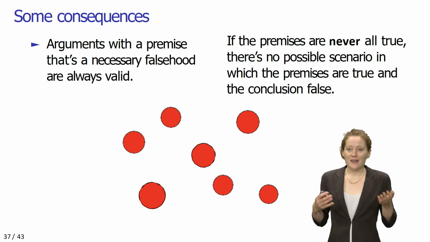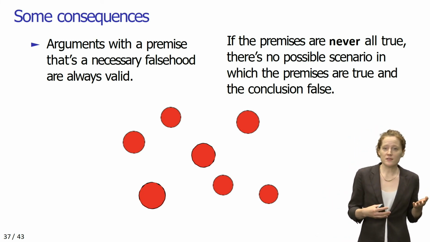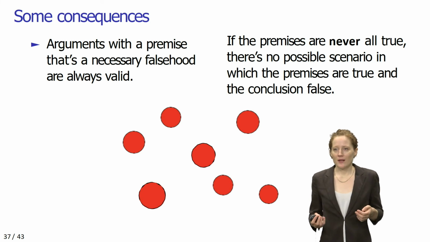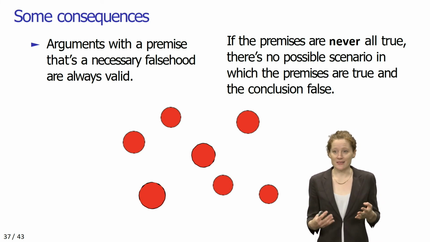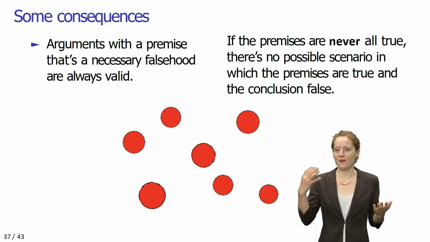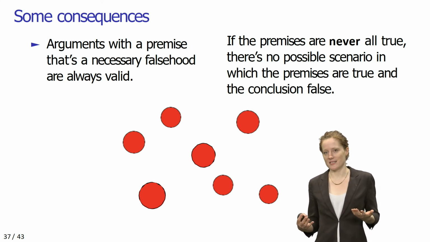Furthermore, arguments with a premise that's a necessary falsehood are also always valid. Why is that? Well, if the premises are never all true, that just means that there's no possible scenario in which the premises are true and the conclusion is false. And so that means that the argument must be valid.